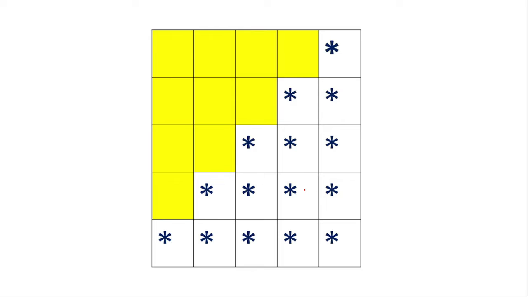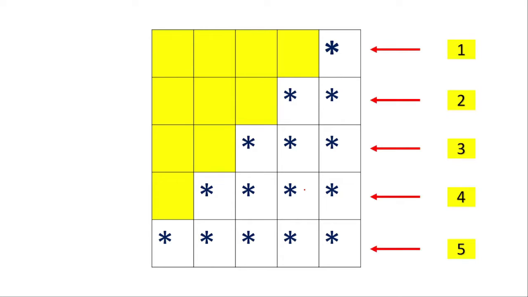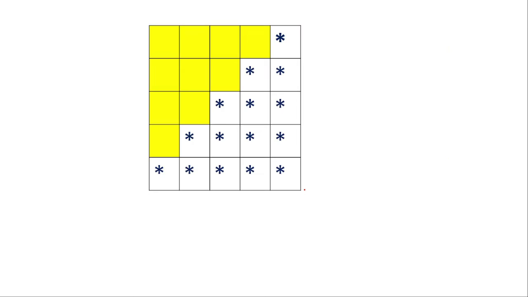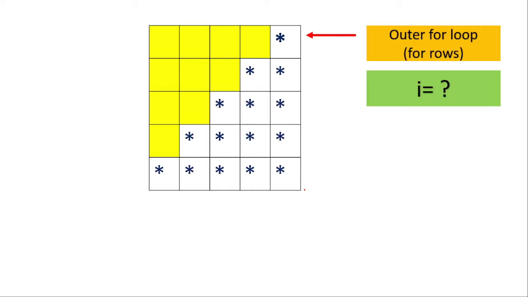For starting the logic of this program, just remember to count how many rows are there in a pattern. So we have 5 rows in this pattern, and for printing this pattern we need some loops. First we need an outer loop for rows. The outer loop just cares about the rows, how many rows we are printing in this pattern.